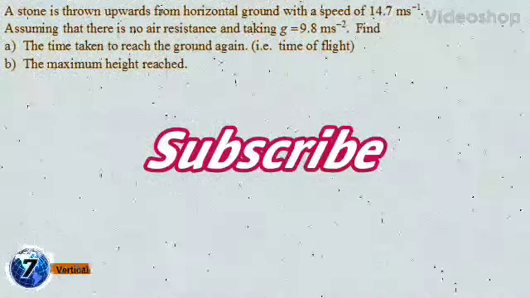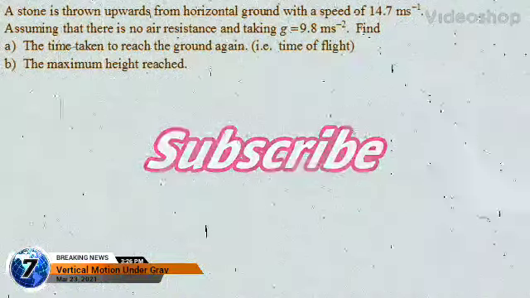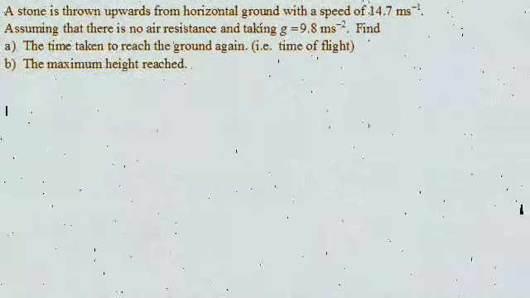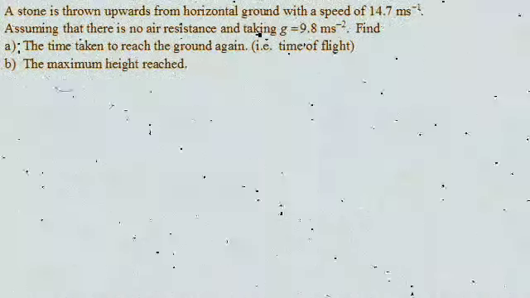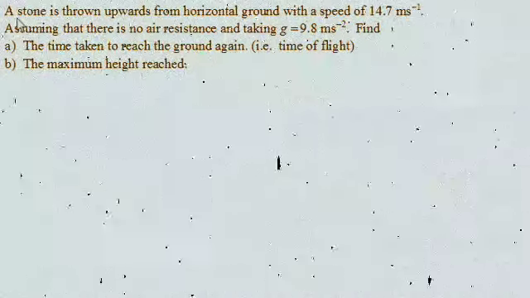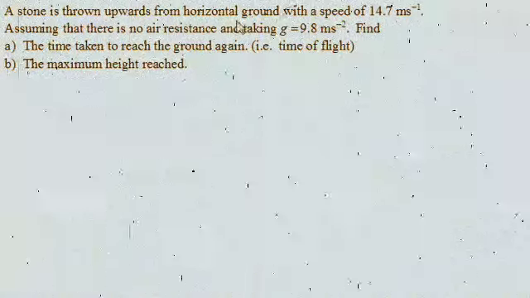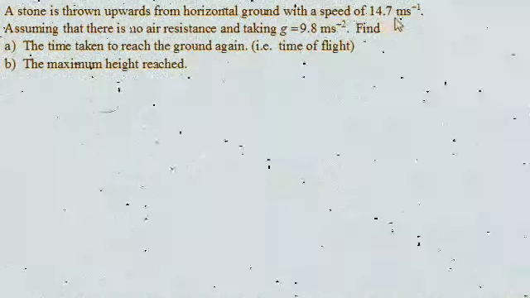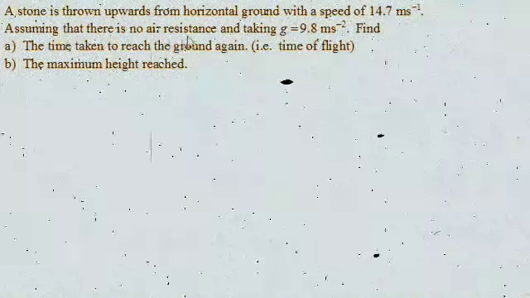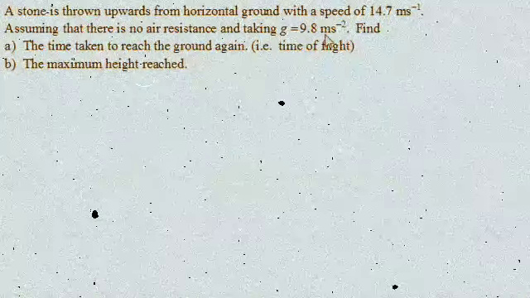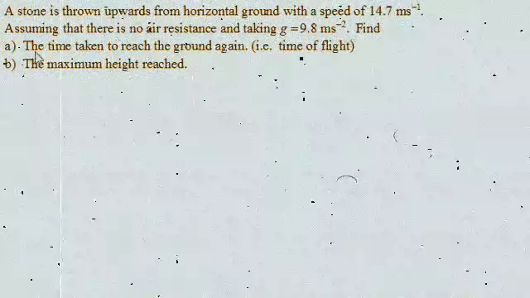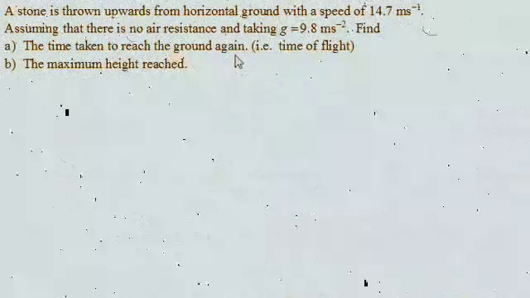...under gravity. And what I want to do in it is to address a common misconception about using positive and negative values of g, the acceleration due to gravity. What we've got here is a stone, and it's thrown upwards from horizontal ground with a speed of 14.7 meters per second. And assuming that there's no air resistance and taking g to be 9.8 meters per second squared, find in part A the time taken to reach the ground again.